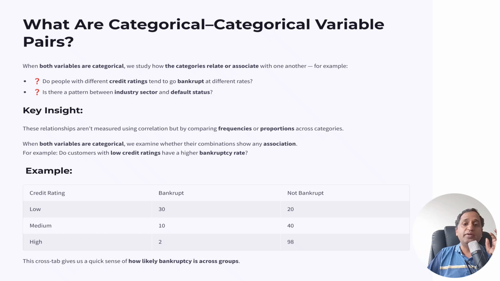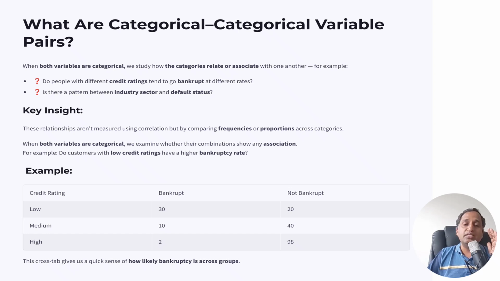When both variables are categorical, we are not interested in calculating a correlation coefficient like we do for numerical data. Instead, we want to study how categories associate with each other. For example, do people with different credit ratings tend to go bankrupt at different rates? Or is there a pattern between industry sector and default status?